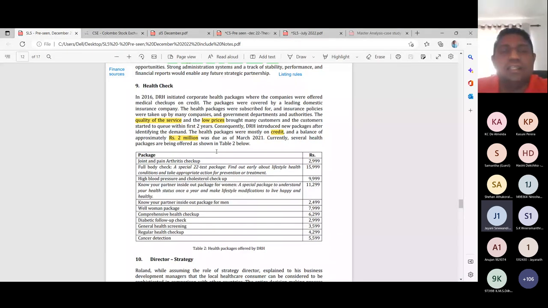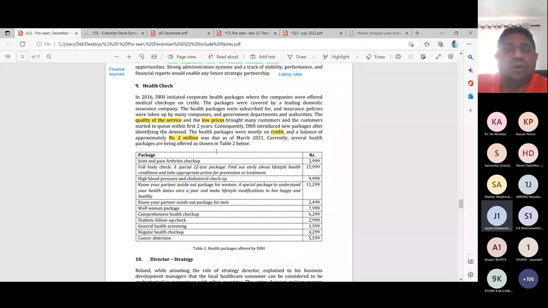In 2016, DRH initiated corporate health packages where the companies were offered medical checkup on credit. The packages were covered by a leading domestic insurance company. The health package was subscribed for and insurance policies were taken up by many companies and government department authorities. And this is one of the strategies they have used: connect with the corporate world and allow their employees to do some health tests.